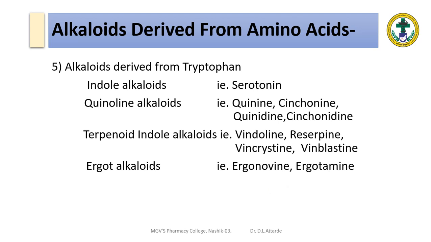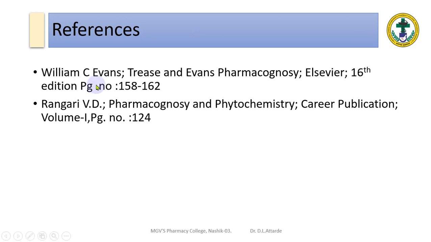So here we just saw how the most important secondary metabolites are generated through the amino acid pathway in plants. So I took this from Trease and Evans, 16th edition, and from Rangari.